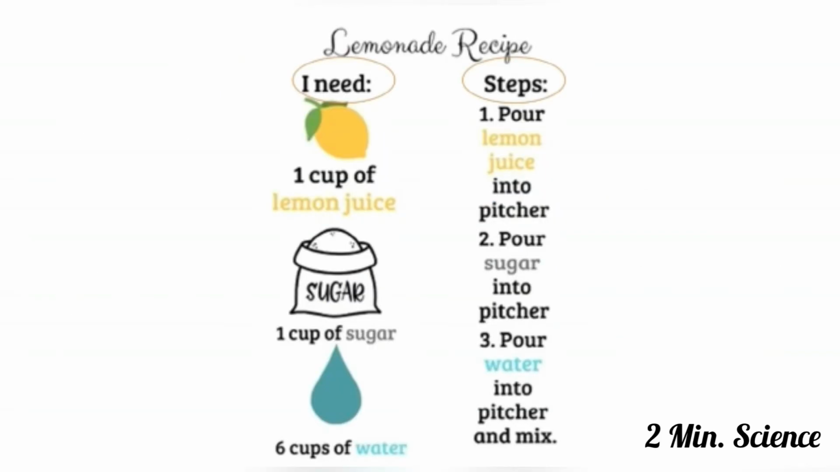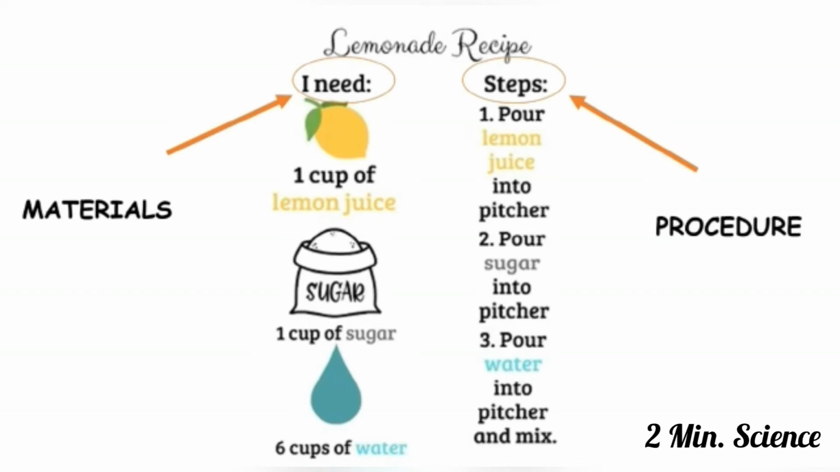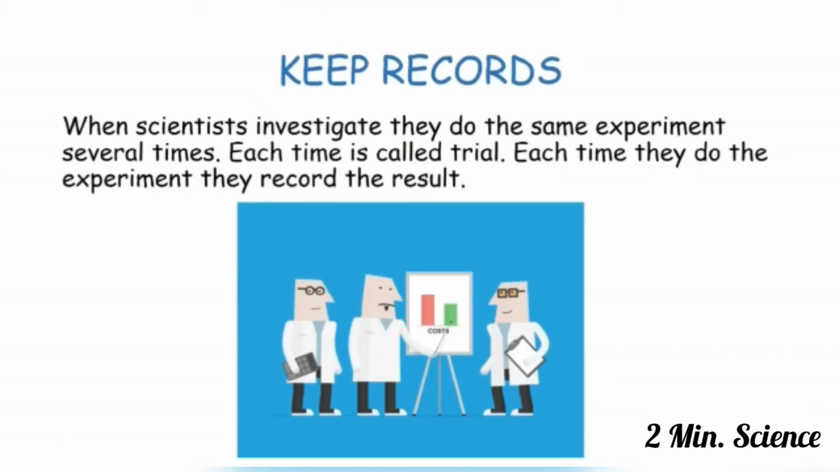Let's take a simple example. If you want to make a lemonade, but you don't know how, what will you do? You will follow other people's procedure. Here are the materials that you will need, and here are the steps. You should follow the same procedure, which means that you should follow the same materials and steps to get the same results. When scientists investigate, they do the same experiment several times.